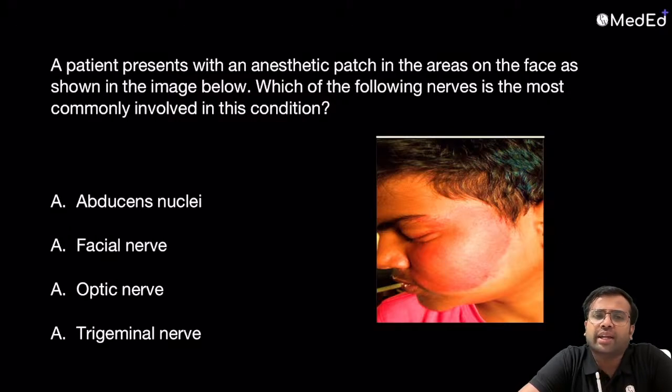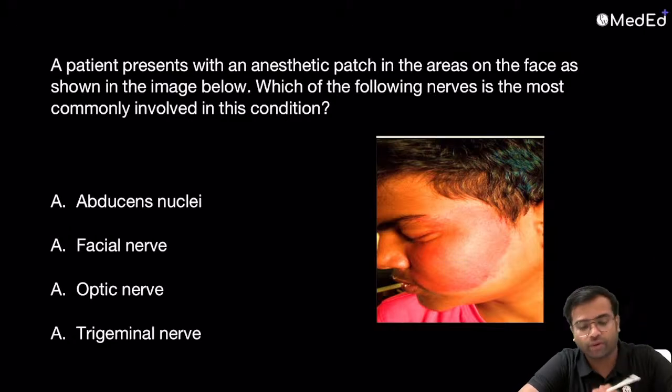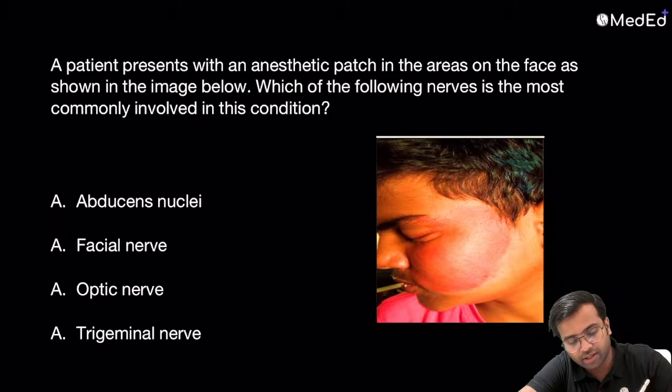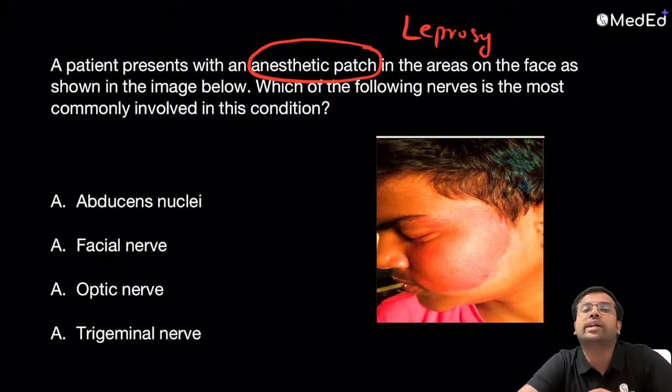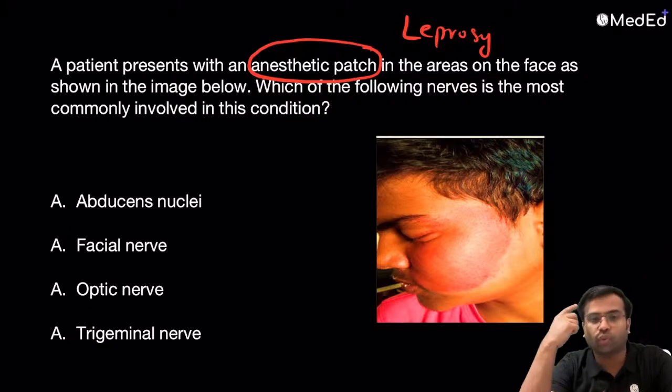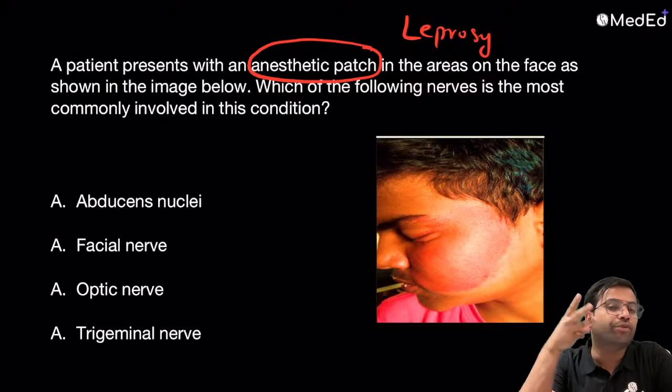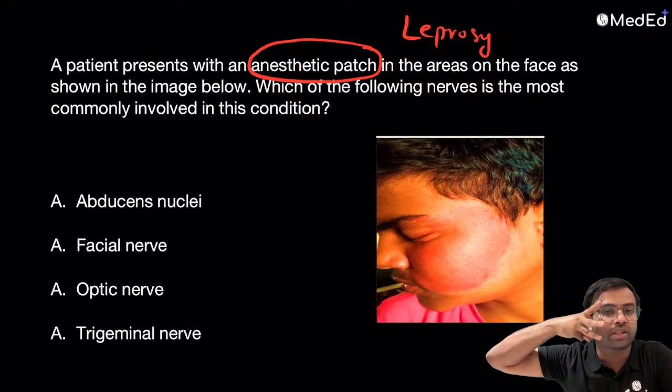A patient presents with an anesthetic patch in the area of the face as shown in the image below. Which of the following nerves is the most commonly involved in this condition? Now, I would say that the wording of this MCQ is a bit tricky. Whenever you find this key term, an anesthetic patch, what is the diagnosis? Anesthetic patch means we will be thinking about leprosy. In leprosy, there is an image which shows the area that is involved. Here the area involved is the face, and this area is the trigeminal area.